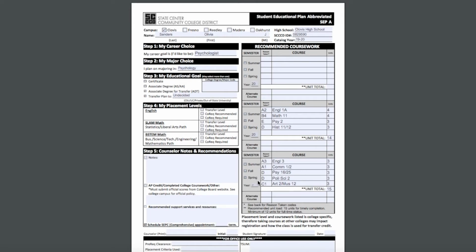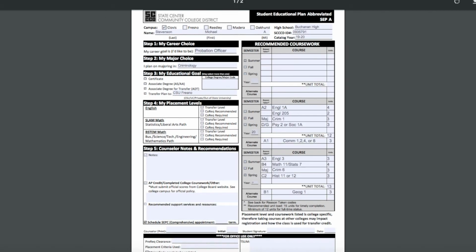So next we have the courses for the spring 2021 semester. So we have English 3, Communication 1 or 2, Psychology 16 or 25, Political Science 2, and a choice of either Art 2 or Music 12. And on the right-hand side, we have the amount of units each course is. And on the left is all of the areas that each course satisfies for that general education. And here we have the units that all the courses make up for this semester.